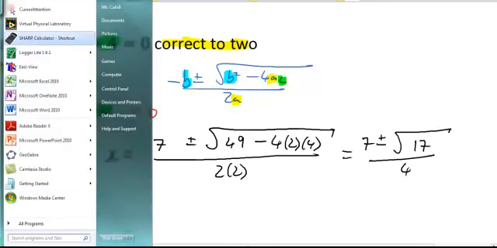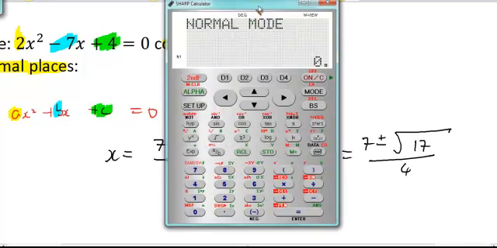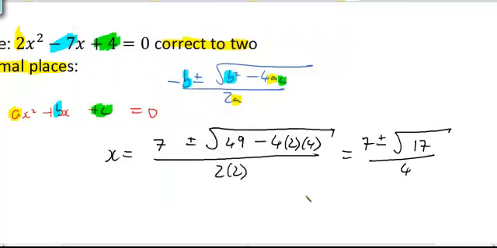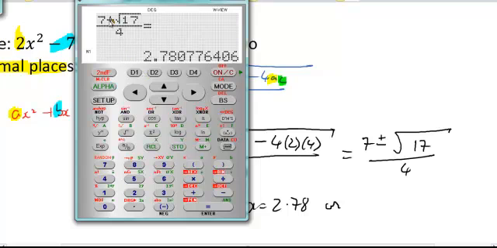So here it is here. And I'm going to have fraction of 7. I'll go plus first. Square root 17 divided by 4. And that's equal to, corrected to 2 decimal places, 2.78. I don't have to do any rounding because that number is 0. So x is equal to 2.78, or the other option is this sign here is a minus.